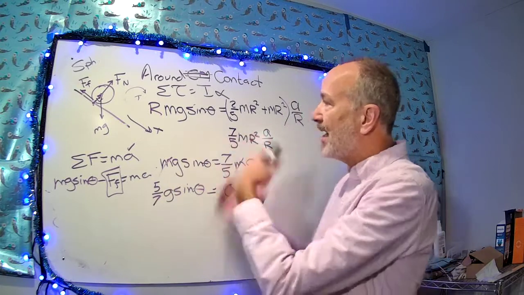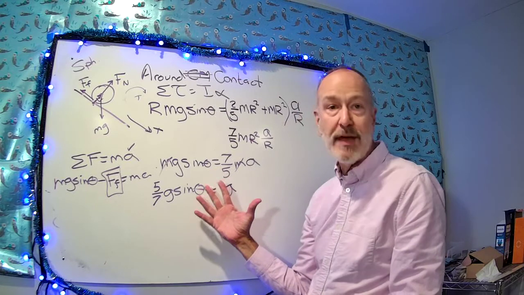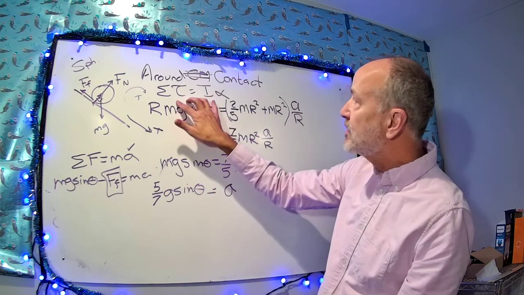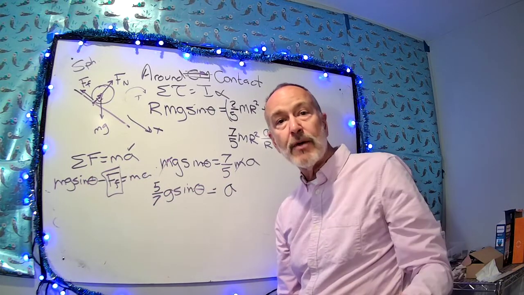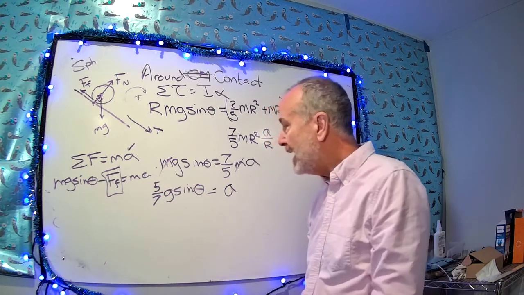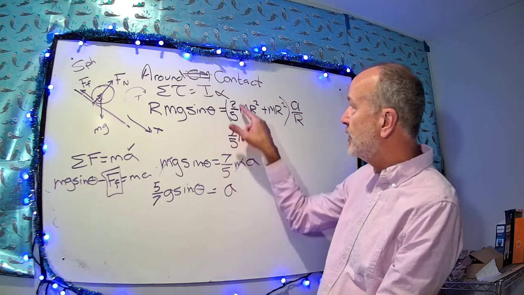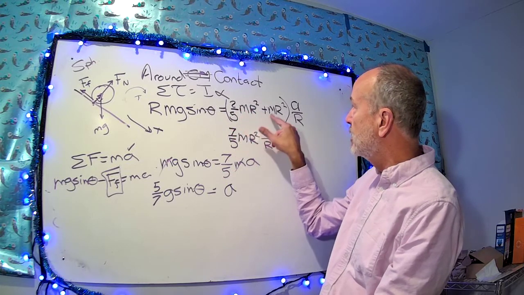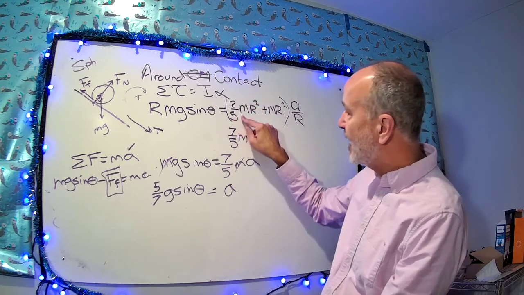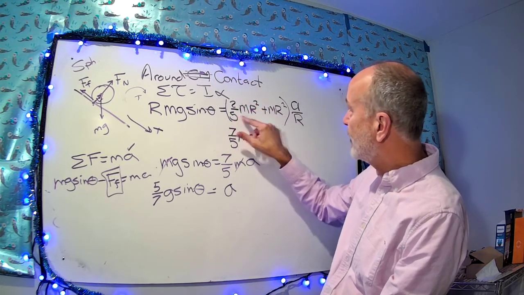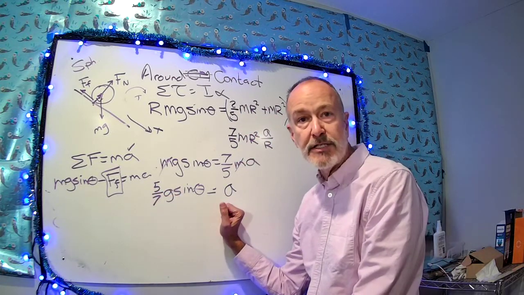So that's why objects roll. And that's how we deal with objects rolling, using the rotational Newton's second law equation and the linear Newton's second law equation. Now, last thing I want to mention is if you have a sphere, this is 2/5 mr squared plus mr squared. If you have a cylinder, this is 1/2. 1/2 plus 1 is 3/2, so you get 2/3. So you get a different acceleration.